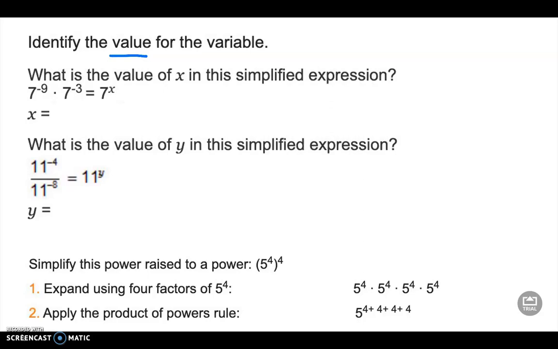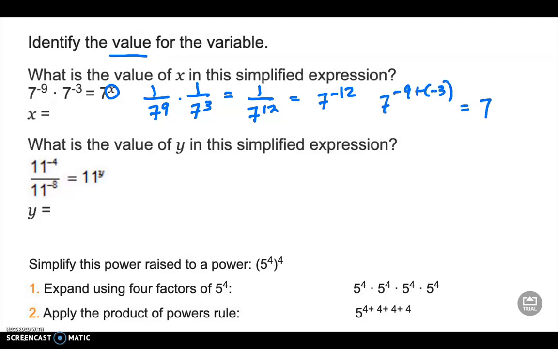We're going to remember that 7 to the negative 9 times 7 to the negative 3 is 1 over 7 to the 9th times 1 over 7 to the 3rd. And when we're multiplying, we add, which is 1 over 7 to the 12th. But because the x is up here, we can rewrite that as 7 to the negative 12, which is the same thing as saying 7 to the negative 9 plus negative 3 equals 7 to the negative 12. So x in this case would be negative 12.